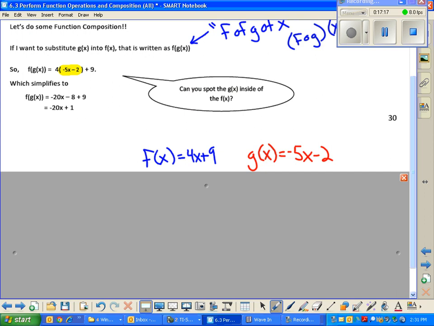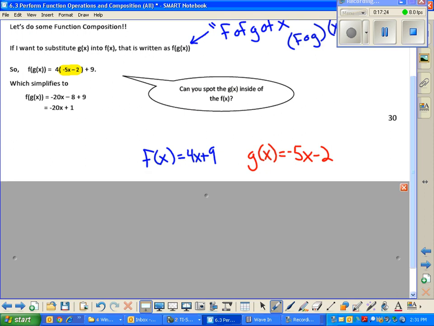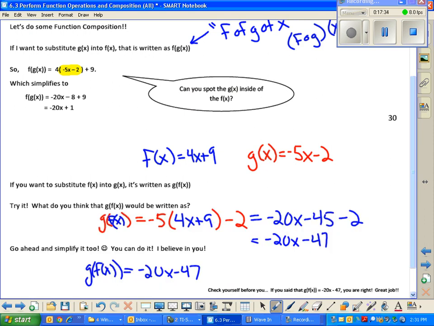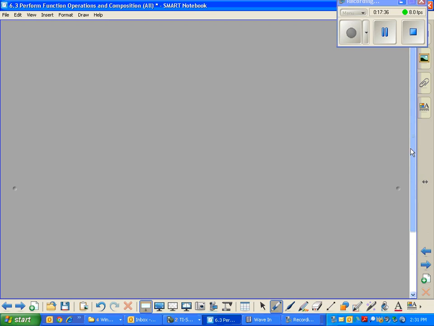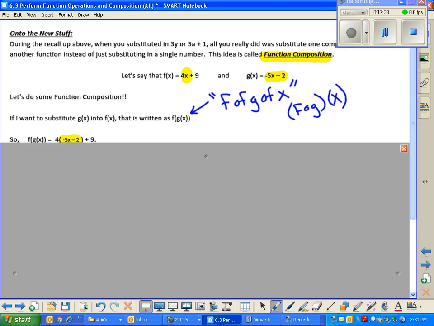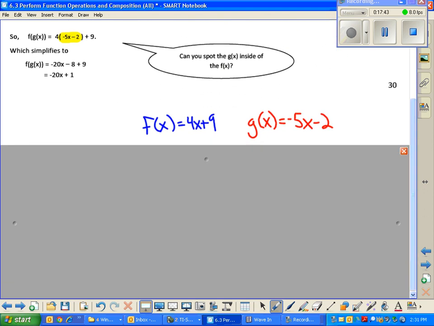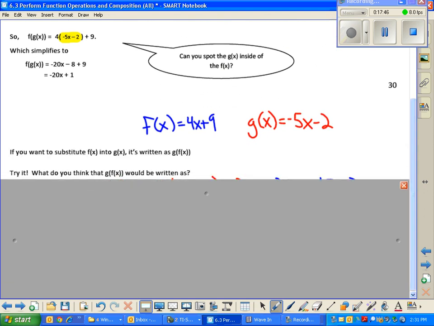So we have our two functions now still. f of x is 4x plus 9 and g of x is negative 5x minus 2. What if we wanted to do it in reverse? Let's do g of f of x this time, such that you could open up function g, and then plug in f of x where you see it.